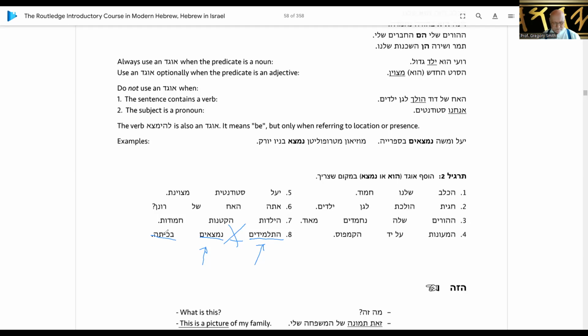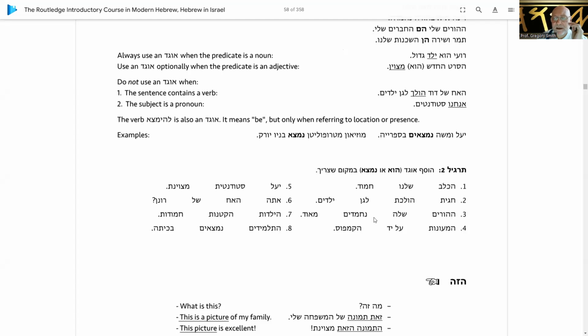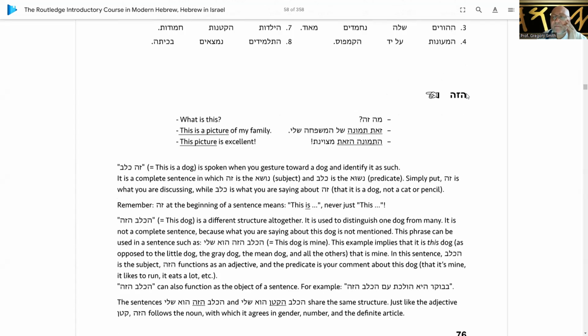Yeah, in the classroom. Bakita. So hatalmidim nimtza'im bakita: they are located in class. And I don't think you need anything there. Okay, that's right. So the students are located in class. Okay, all right, so the next time we're going to look at the next section.